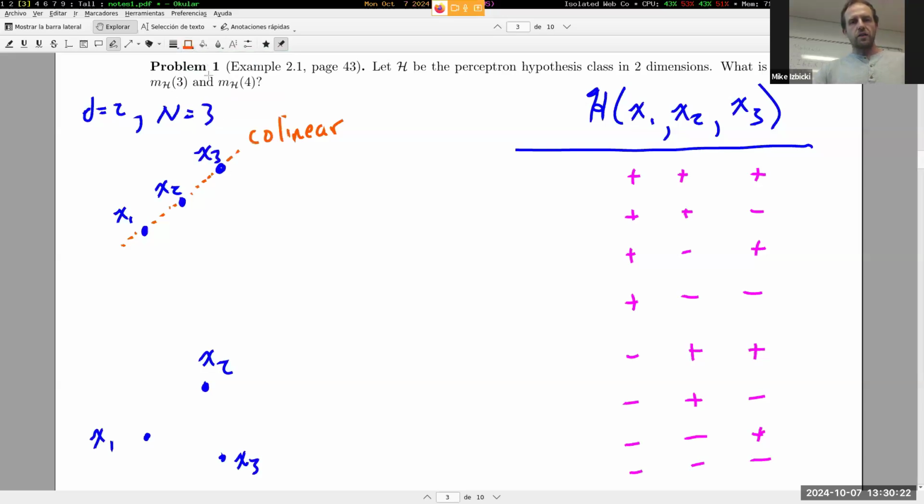And what I have on the right-hand side is all of the possible dichotomies that we could possibly get for a hypothesis class with 3 points inside of it, where we're applying these 3 points to the hypothesis class. And we're going to see which of these dichotomies we can actually realize using the perceptron on these 2 data sets over here.